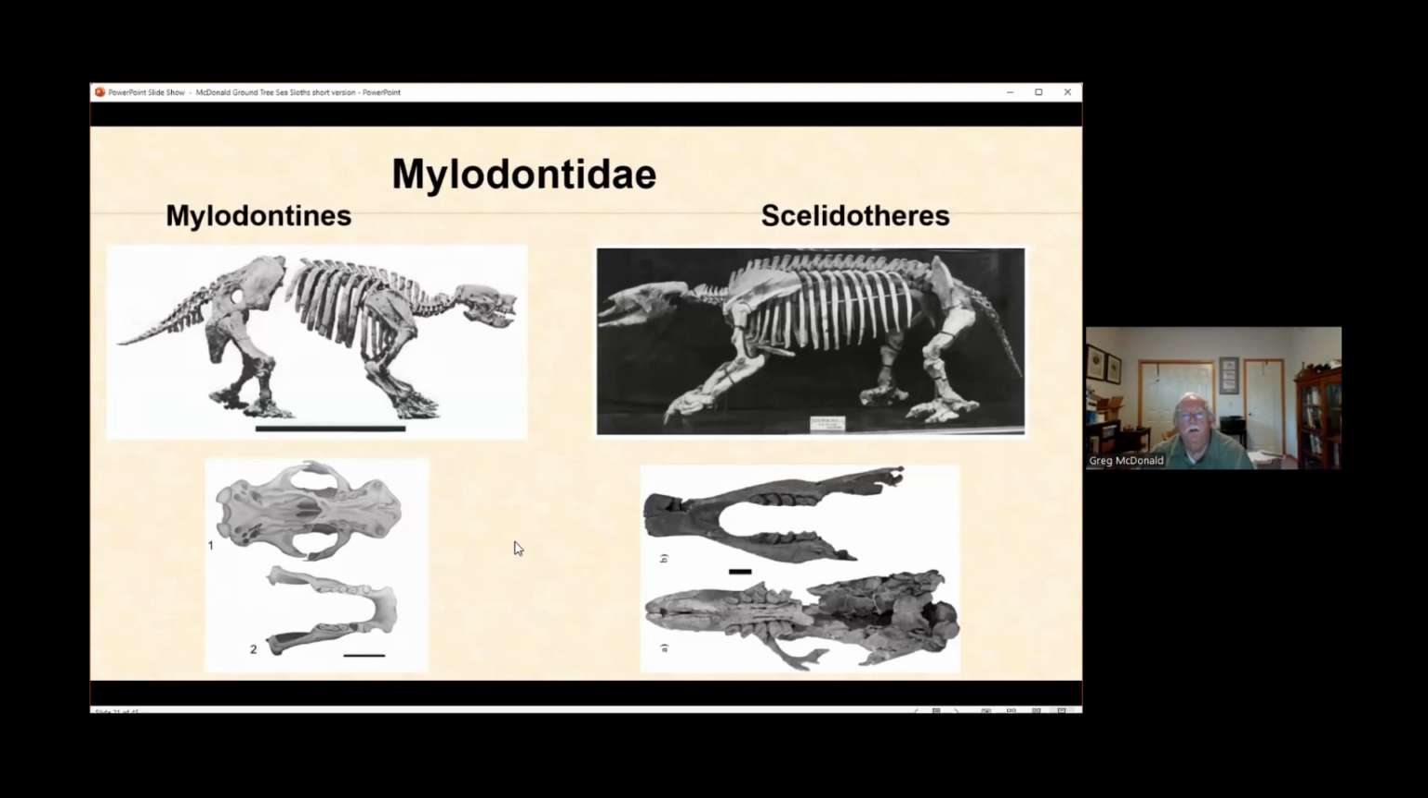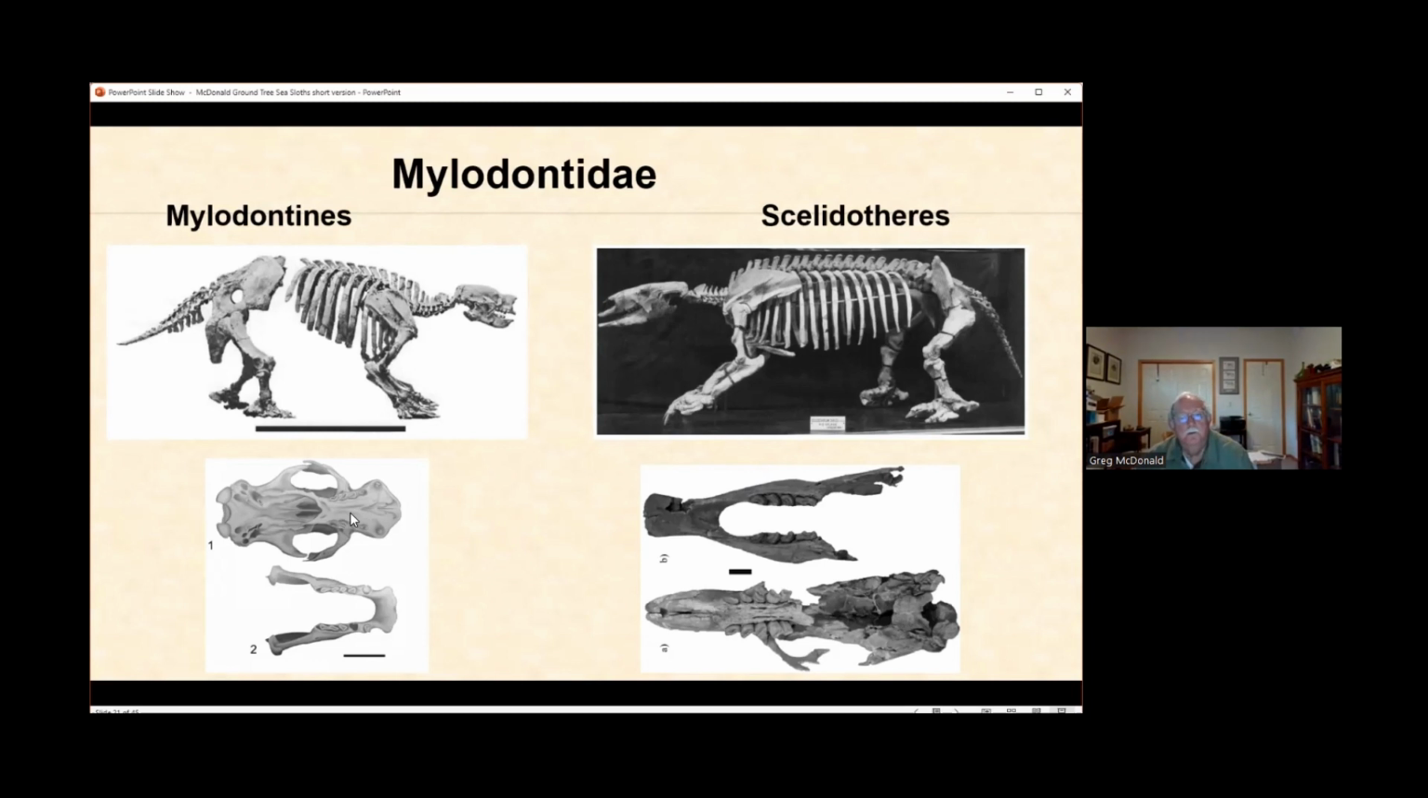But the other subfamily is the Scelidotheriidae. Some people want to make them 2 different families, 2 different subfamilies. They're obviously sister groups and closely related. So at what level you want to split them off is just a matter of your version of taxonomy and how you set up your classifications.